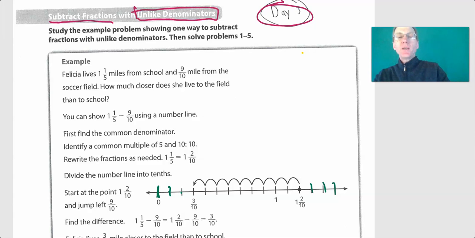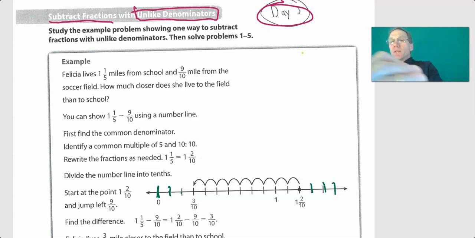And actually, subtracting fractions with unlike denominators can be some of the longer problems because they have a lot of steps. So if you can do some of this work, you can do just about anything that you're going to see this year. This is, I think, the harder stuff.